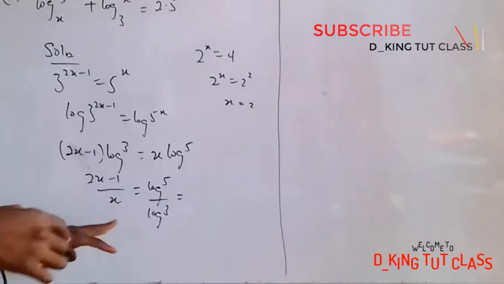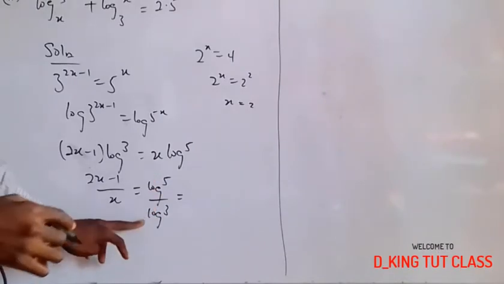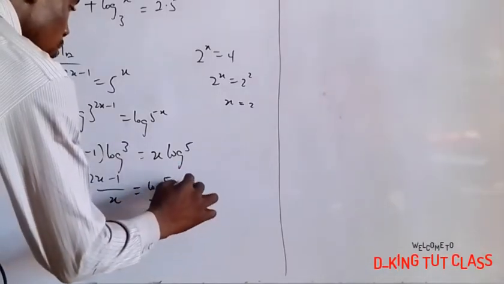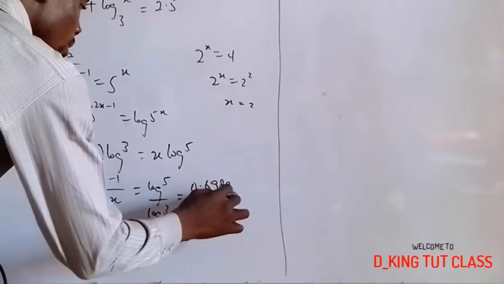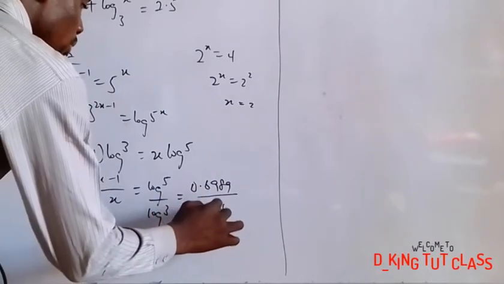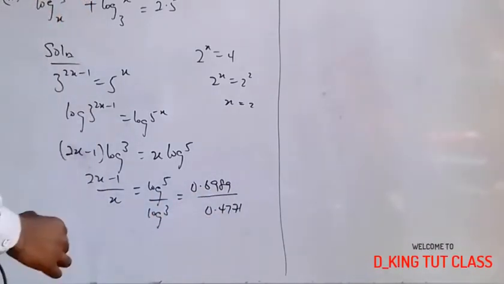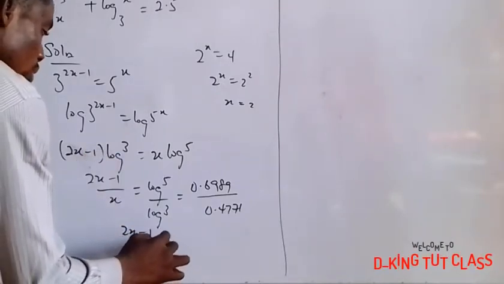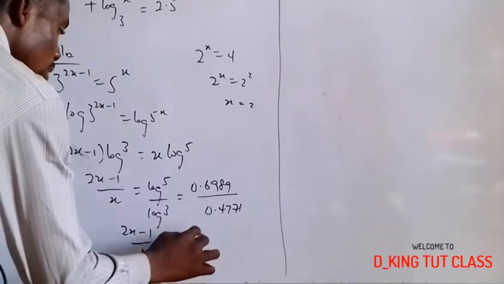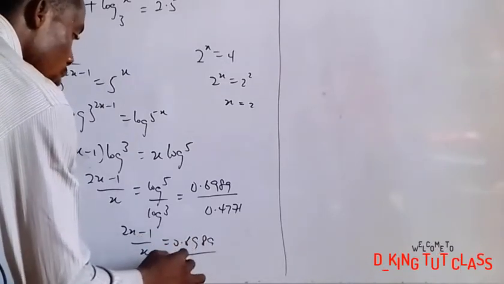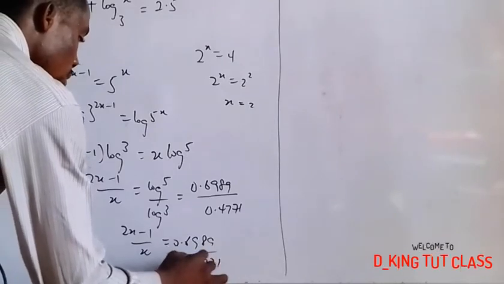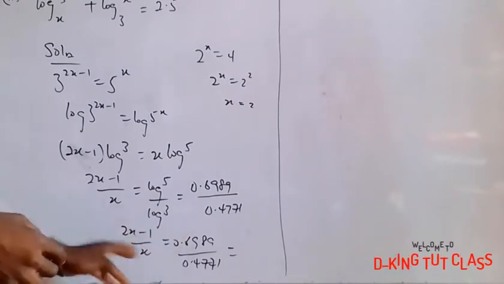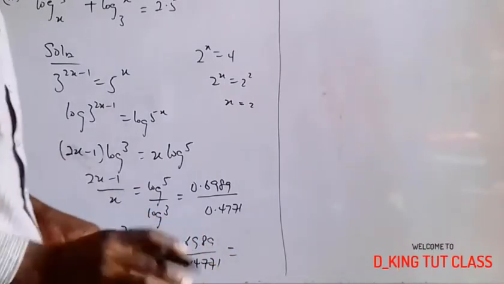Now, in which case I can find what log 5 is, find what log 3 is, divide and I'll get my x. Now log 5 in this thing is 0.6989 over log 3 is 0.4771. After which I'll now have 2x minus 1 over x equals 0.6989 over 0.4771. Which after I factorize, you get your answer by saying x times this, all these times this, you get your value of x. And that's for that.